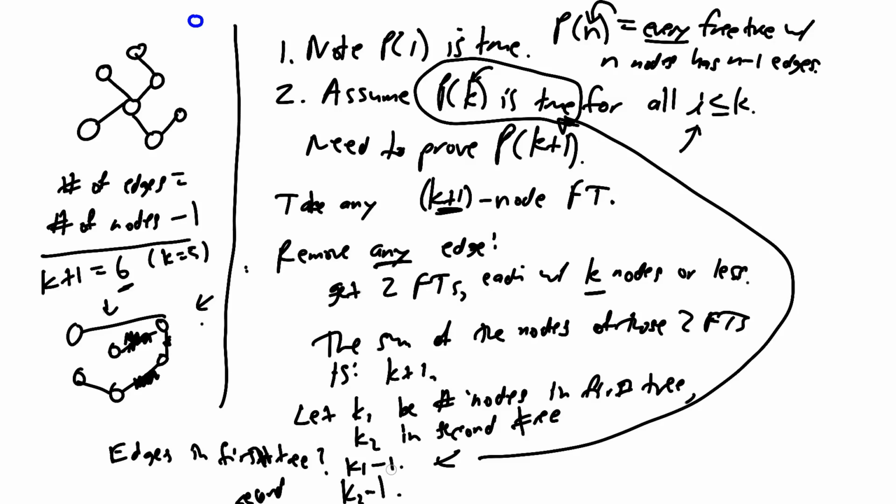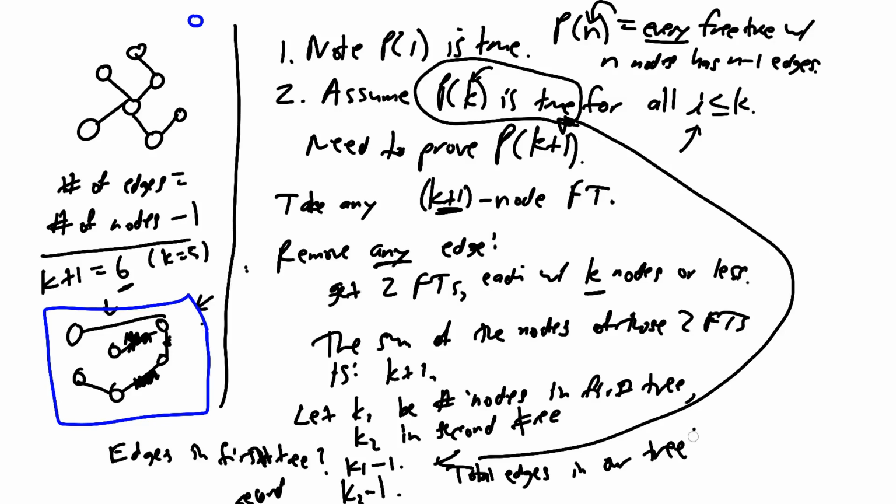Okay, so let's say that's true then. Then how many total edges are in our tree? And when I say our tree, I mean our whole one here, the whole one that we started with, right? The answer is going to be k1 minus 1. That's how many edges were in the first tree that we severed, plus k2 minus 1. That's how many were in the second tree that we severed, plus 1. And that's because we removed one edge when we did this, right?